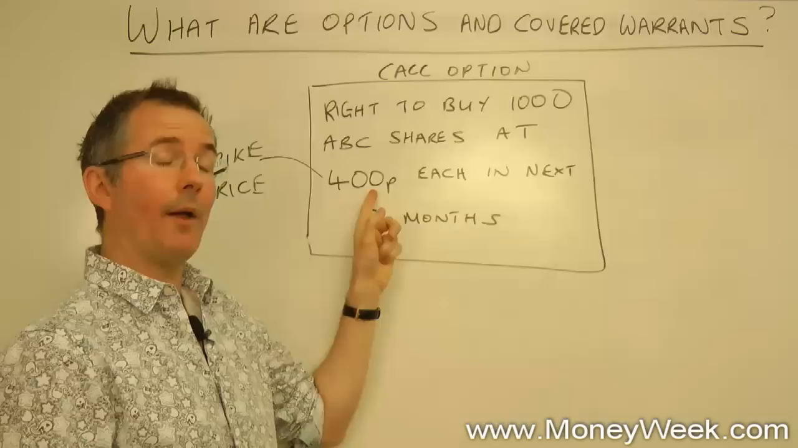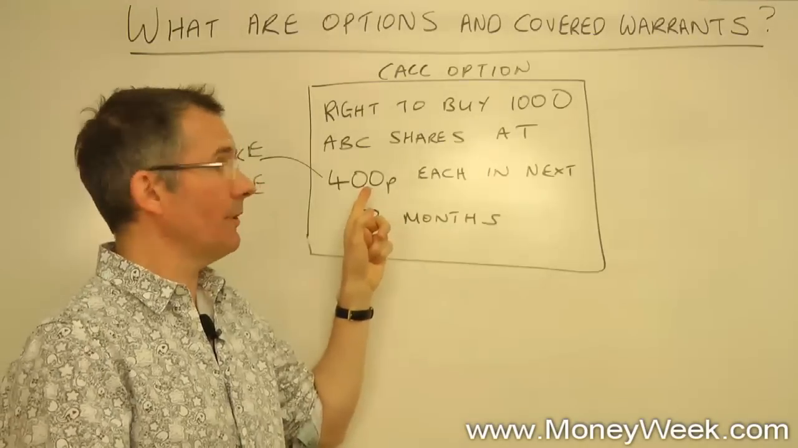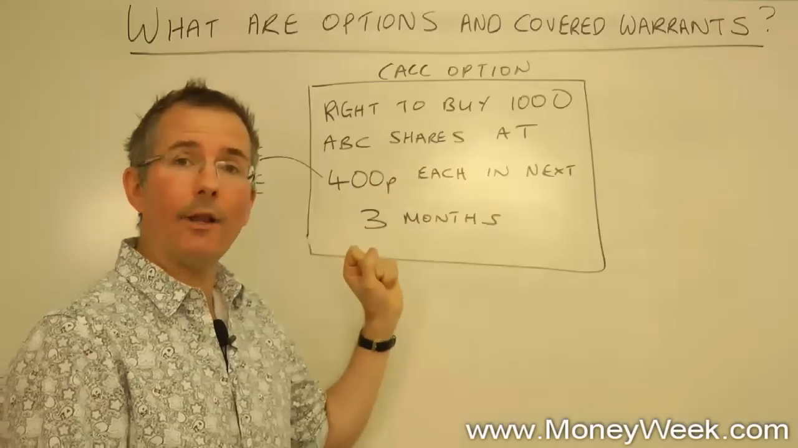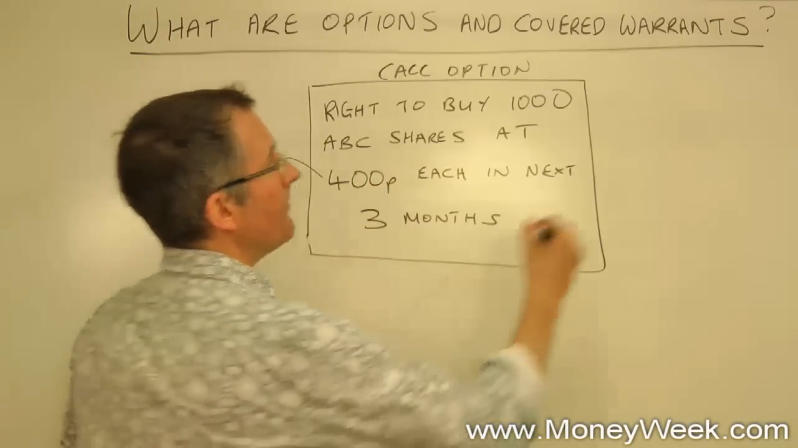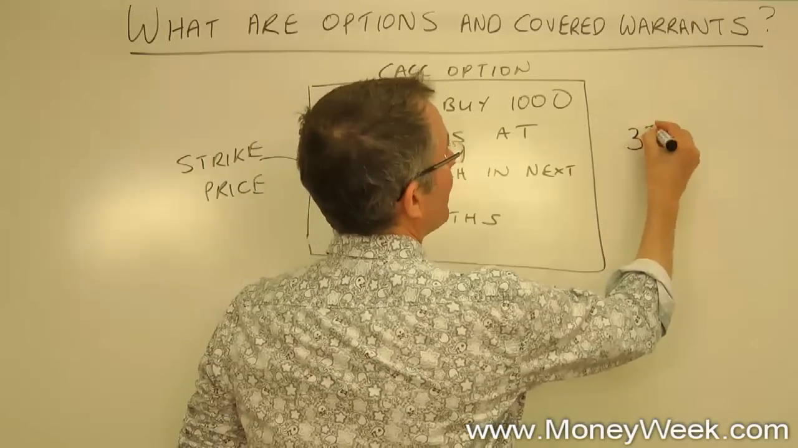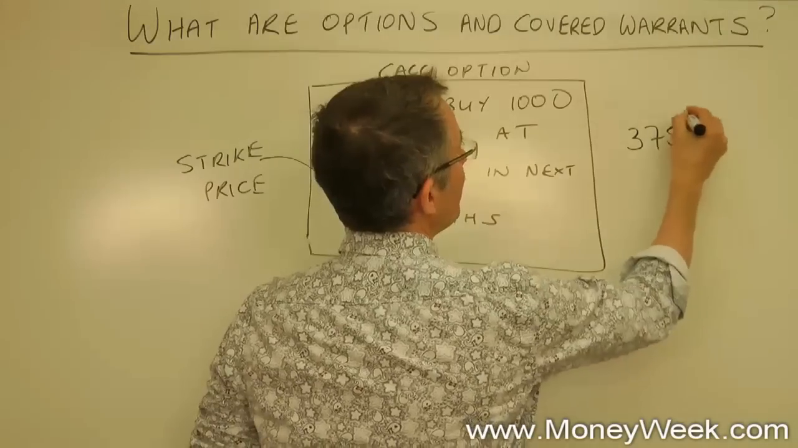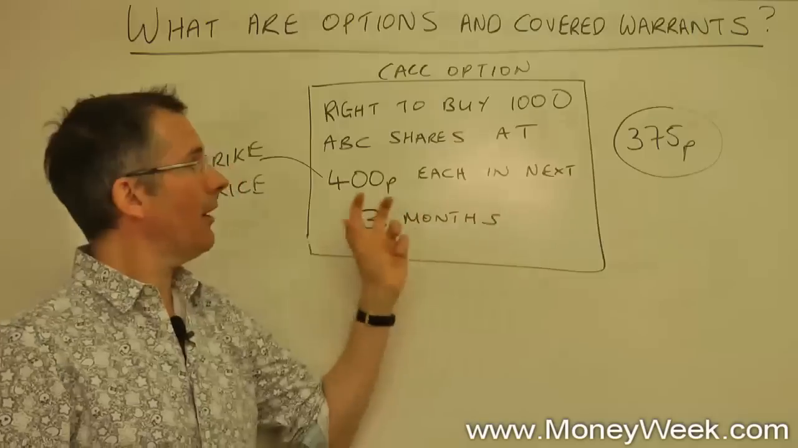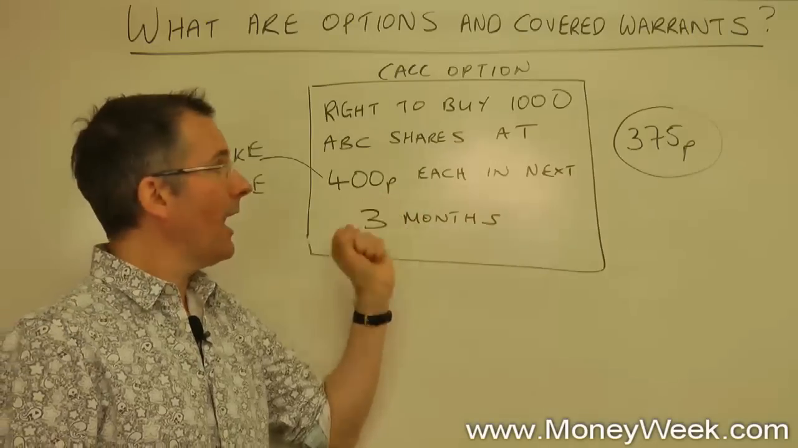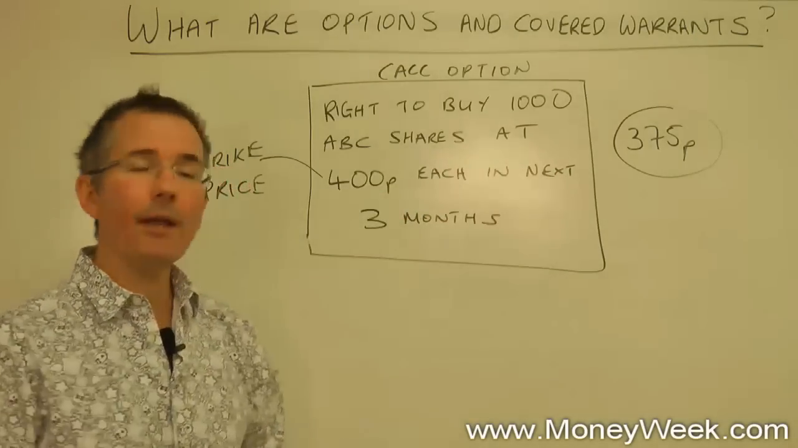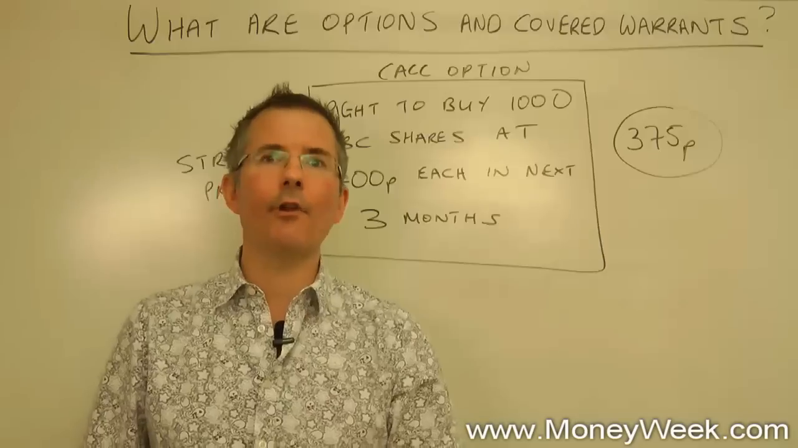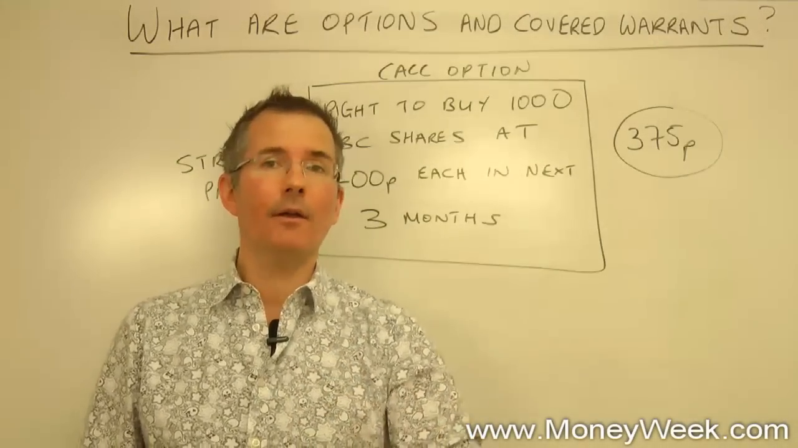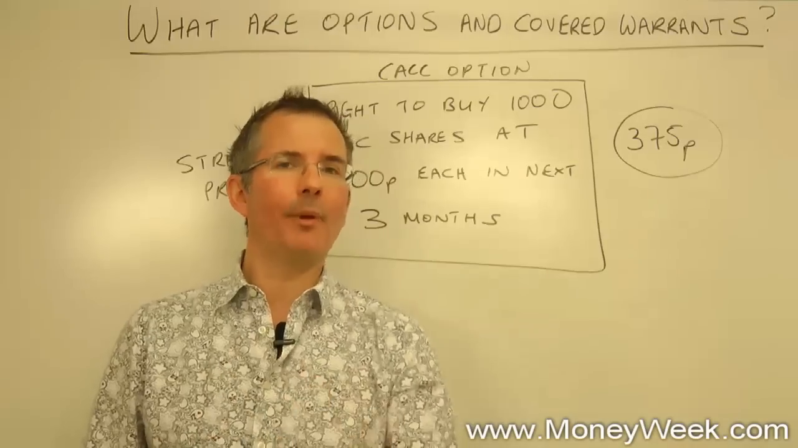That price, by the way, was one that I decided when I wrote the option, so nothing to do with the market price. The market price of ABC shares right now at the London Stock Exchange could be, let's say, £3.75. But it's my option, so I don't have to put that price in it. I decided the price of £4, and in the next 3 months makes it flexible, American style. If it said on a particular date in 3 months' time, it would be known as less flexible, European style.